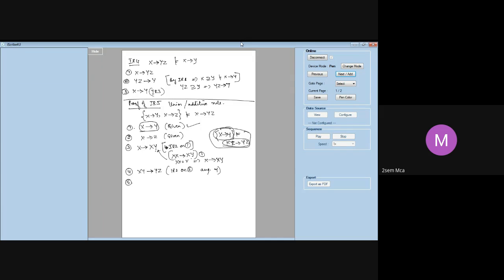Look at 3 and 4. X determines XY. XY determines YZ. So I can write X determines YZ. This is based on our IR3. Okay. That's the proof. Let me repeat. IR5 is union or additive rule. Okay. So what is the rule? If X determines Y and X determines Z, then you should be able to infer X determines YZ.